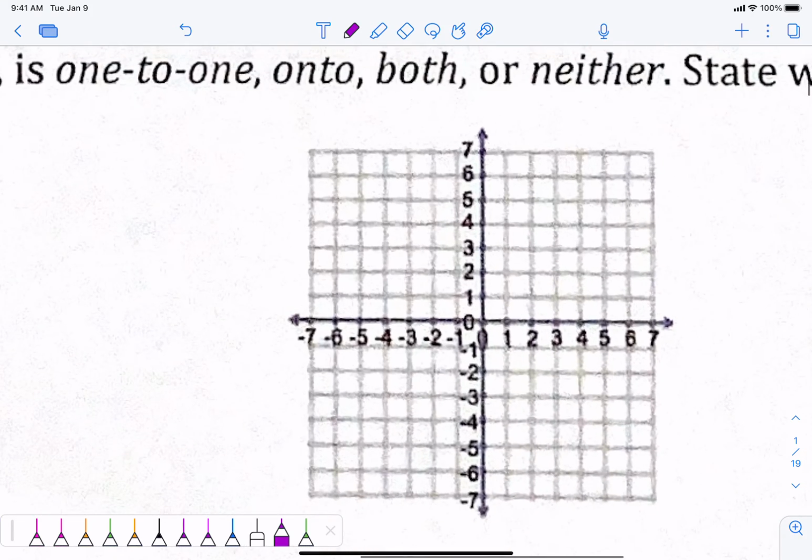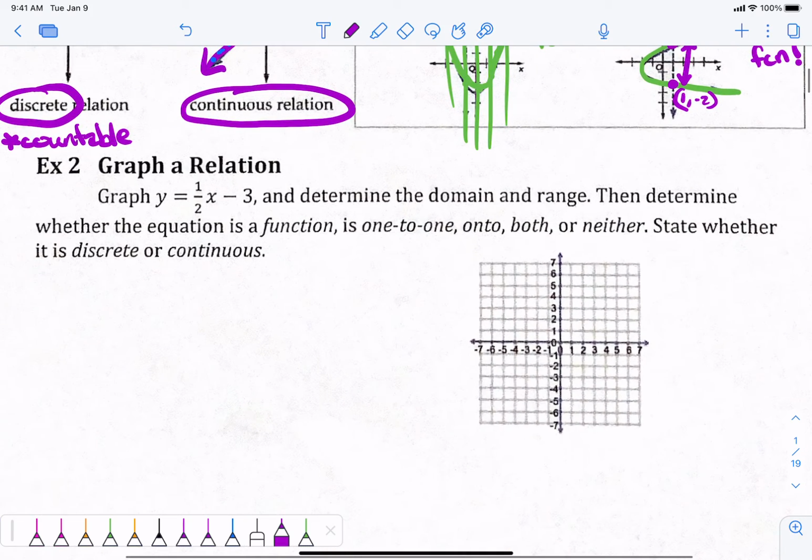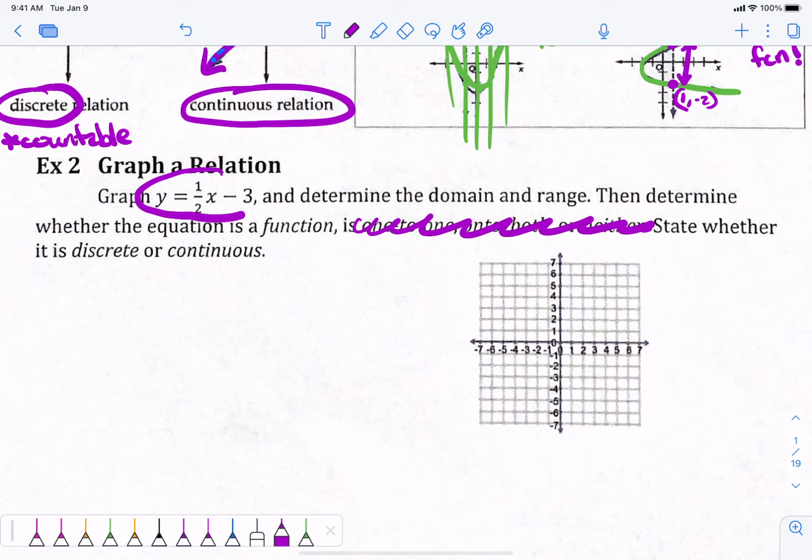So let's go down here. I'm going to skip where it says determine whether it's a function, one to one, onto, both or neither. State whether it's discrete or continuous. So we're going to do that, okay? We're graphing this one: y equals 1/2 x minus 3. That's the first thing that they want us to do. How do we graph that?